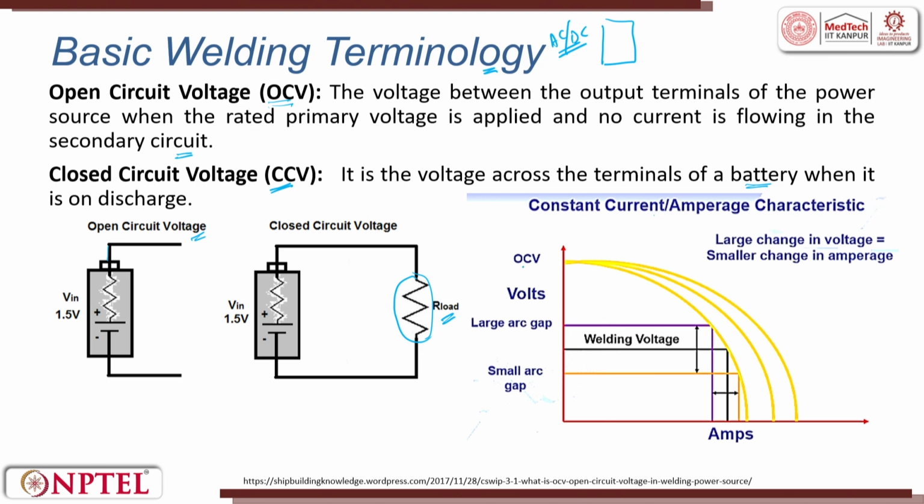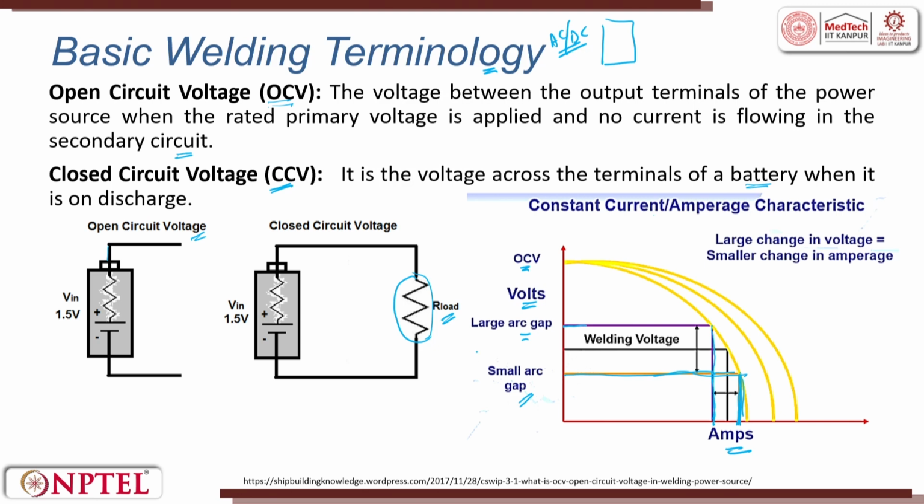An OCV curve is plotted like this, voltage against time. You can see these are the different types of curves. If you have a larger gap, you see the voltage is high. When you have a smaller gap, the voltage is low. Arc gap, right? So, when you see the influence of current, you can see it falls here, and for the large gap the current falls here. So, for a large difference in voltage, there is a small difference in current.